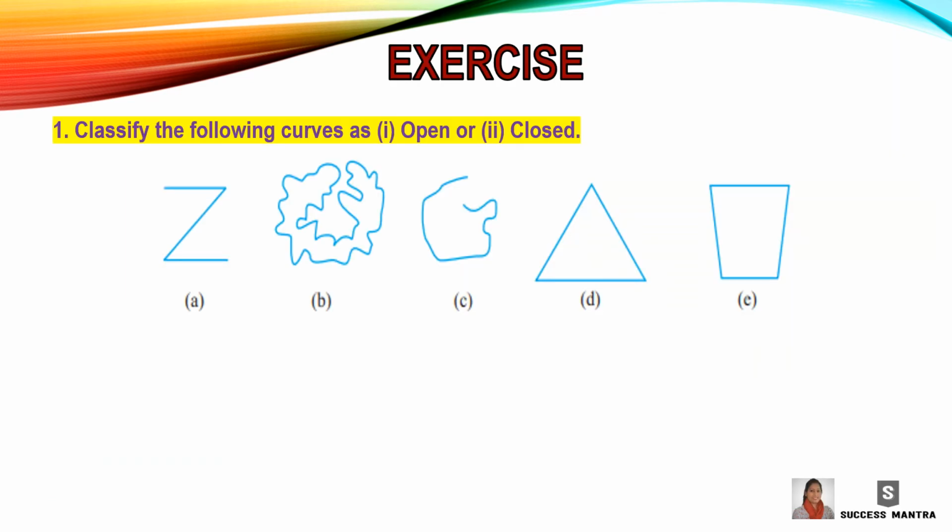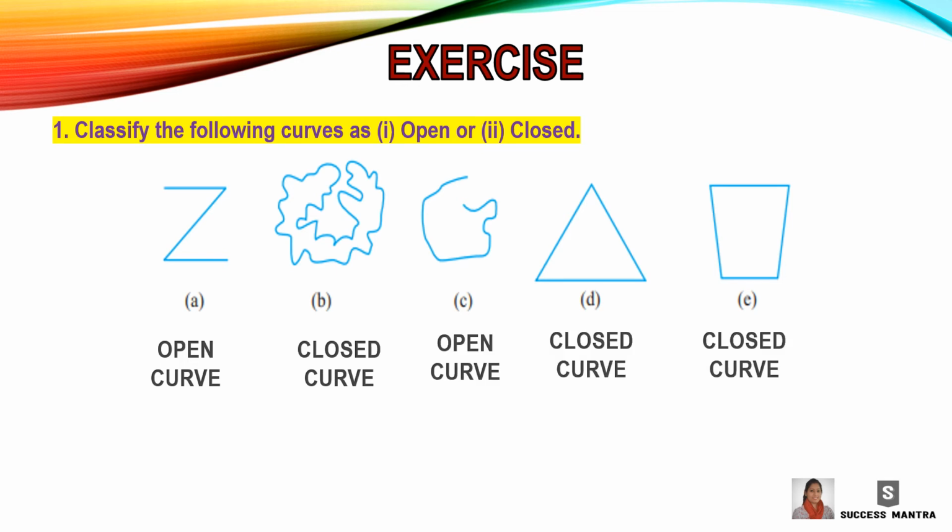So let's do some exercises on curves and polygons. The first question is to classify the following curves as open curves or closed curves. So the first one is starting at one point and ending at another point, so it is an open curve. B, it is starting and ending at the same point, so it is a closed curve. C, endpoints are not meeting, so it is an open curve. Now the fourth one is closed and the fifth one is also a closed curve.